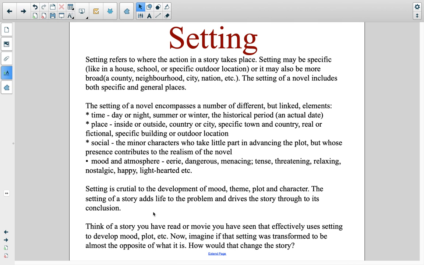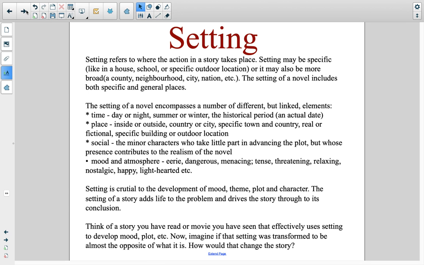Setting is crucial to the development of mood, theme, plot, and character. The setting of the story adds life to the problem and drives the story through to its conclusion. Think of a story you have read or a movie that you've seen and if that effectively uses setting to develop mood, plot, etc. Now imagine if that setting was transformed to be almost the opposite of what it is. How would that change the story?